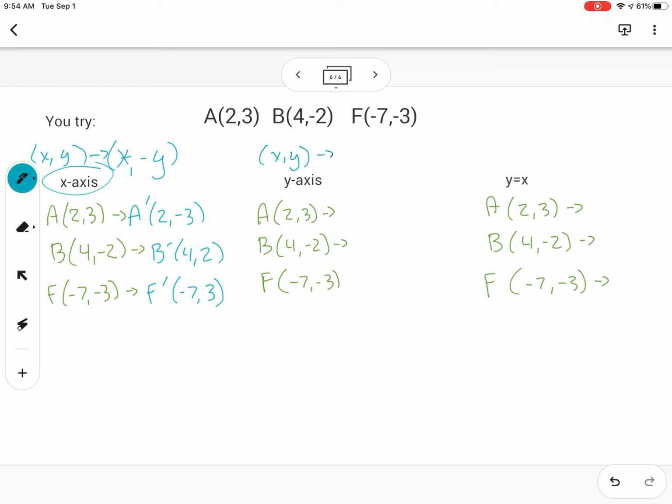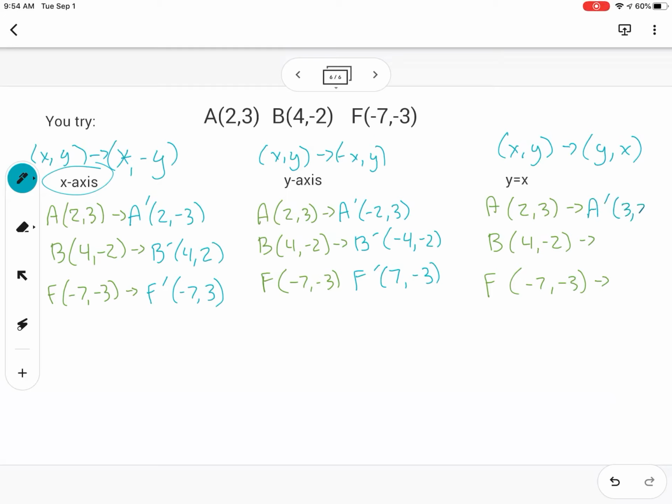For the y-axis, you make the x negative. So A prime would be negative 2, 3. B prime would be negative 4, negative 2. And F prime would be 7, negative 3. And for y equals x, you take your x, y, and you switch the order. So A prime would be 3, 2. B prime would be negative 2, 4. And F prime would be negative 3, negative 7.